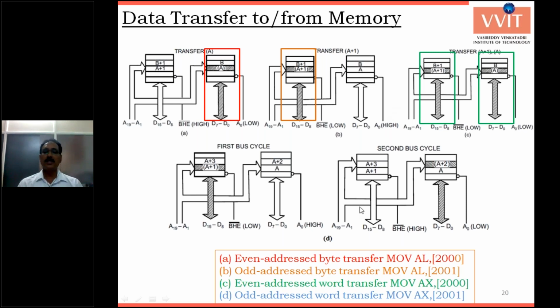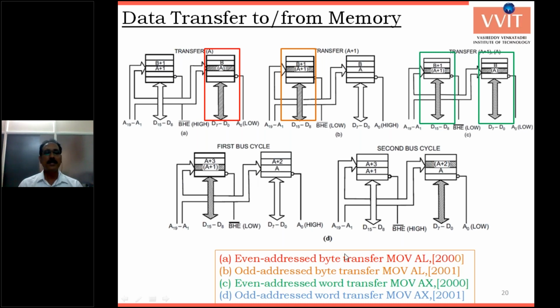For an odd address word transfer, it takes more than one machine cycle; 2 machine cycles are required. That means you observe A and A plus 1, both consecutive locations, or the same levels are executed. Within the offset address, A1 to A19 does not change for the same location. This block is the second memory location, and here is also the second memory location, referred to by A1 to A19. But for odd address memory locations, the A1 to A19 content is also changed. The level is different.